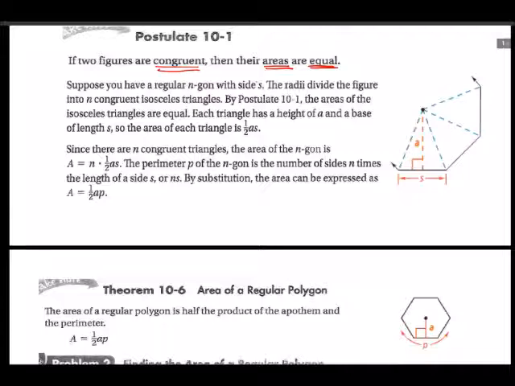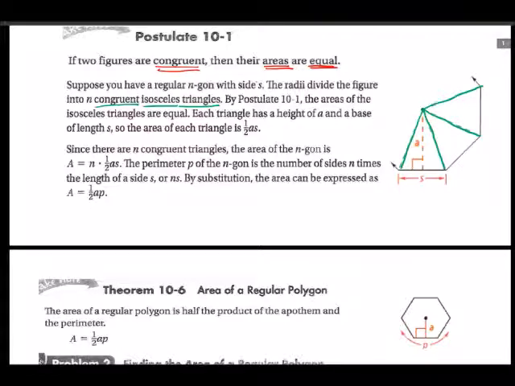Well, let's look at this here. Suppose we have a regular n-gon, any polygon that we want to talk about. It doesn't matter how many sides it has. It can have 3, 4, 127. We have a regular n-gon here, and our side length is s units long, and our apothem is a units long. And if we draw our radii out here, what do we form? We form a whole bunch of congruent isosceles triangles.